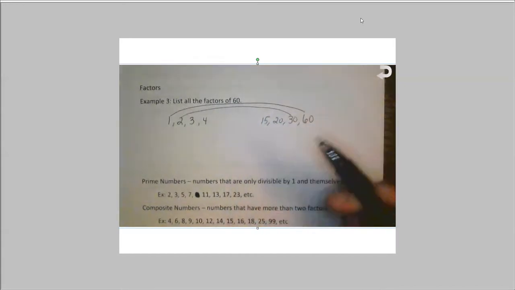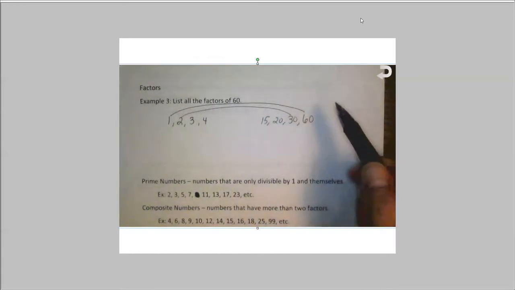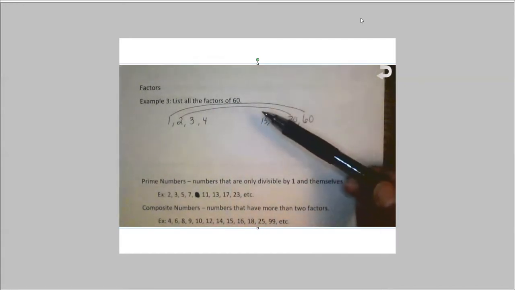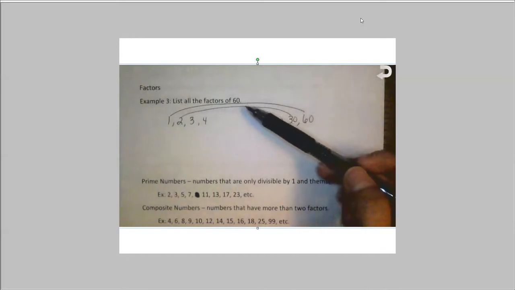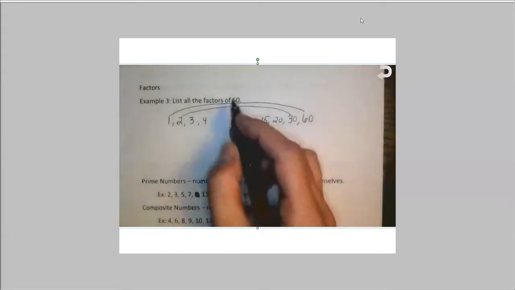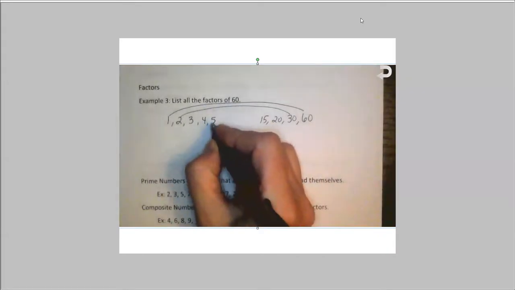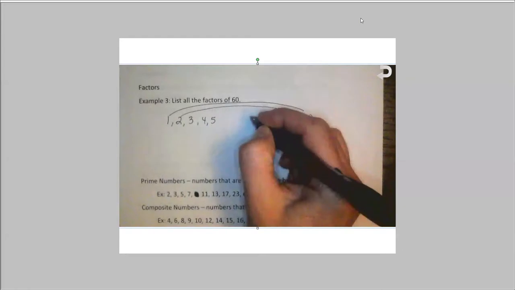You can use your calculator to test these values. There are also some tests for divisibility. You can look that up and just kind of see all the different ways to use those tests for divisibility to find out all the whole number factors of a number. It ends in 0, so I know that 5 goes in. 5 times 12 is 60.